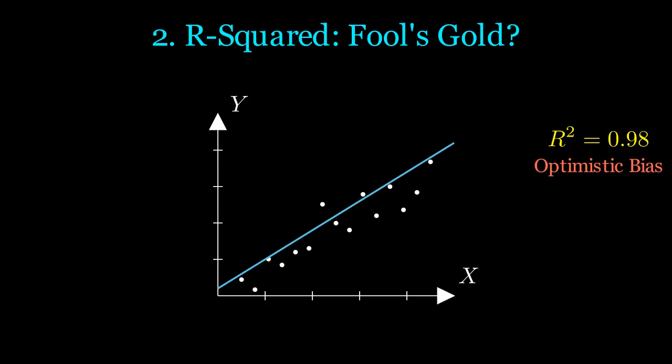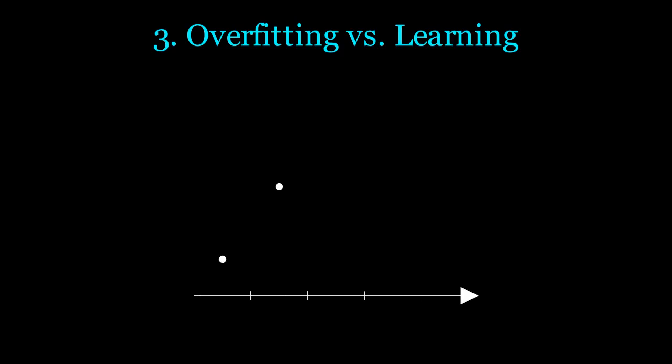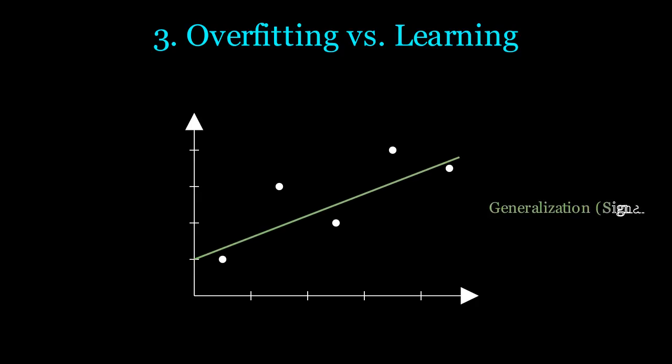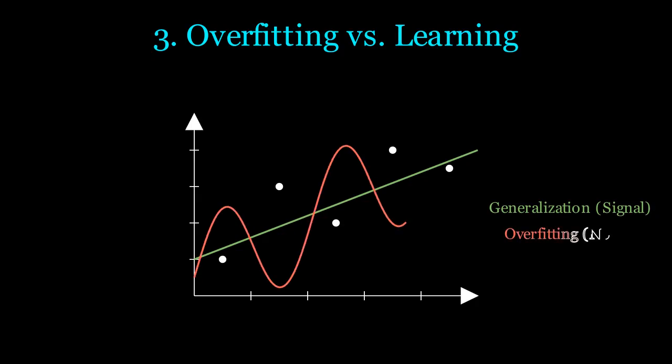Let's visualize the danger. Imagine data points scattered on a plane. A simple linear regression tries to find a trend, but a complex high-degree polynomial can wiggle through every single point. This complex model has a perfect R-squared of 1.0, but it's capturing random noise. This is overfitting. In machine learning, we say the model has memorized the data instead of learning the underlying patterns.